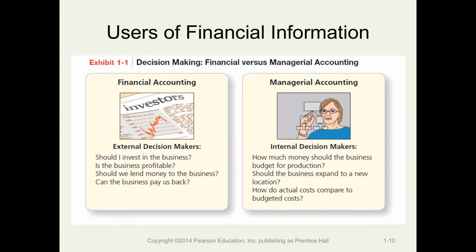So to summarize, let's take a look at our two groups of users. Now remember, financial information, whether it's used internally or externally, is designed to allow the user to make rational economic decisions. On the financial accounting side, we issue general purpose financial statements that are subject to a fixed set of rules and regulations to make decisions such as, should I invest in the business? Is the business profitable? From the bank standpoint, should we extend credit to a company, and could that company or an individual pay us back?